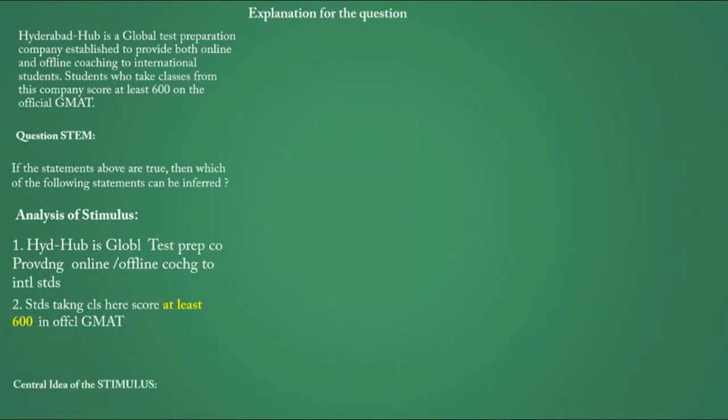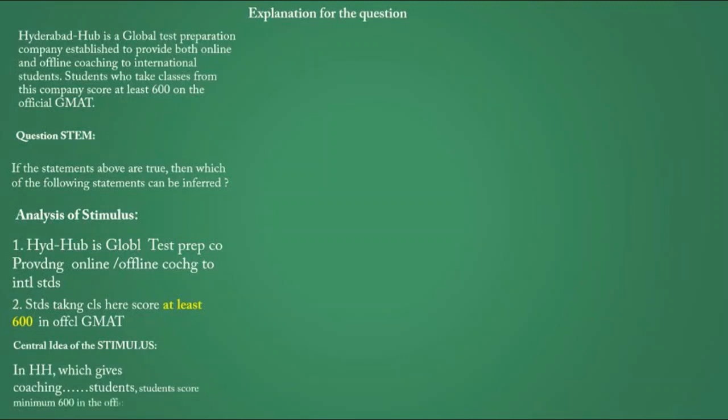But if I look at the second statement, there is a modifier, that is at least. It indicates that 600 is the minimum score that the students of Hyderabad Hub score in GMAT. It means some students score more than 600 in GMAT. Otherwise, the adverb at least would not make sense. Now I analyze the options and apply elimination process.